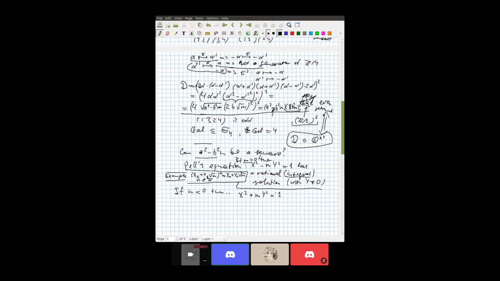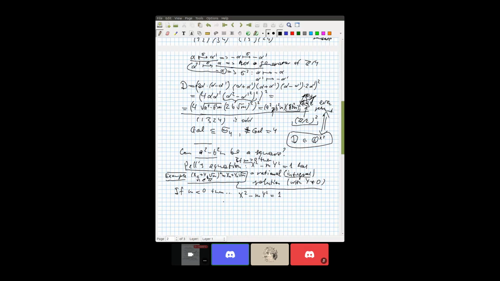So what do you think of this? We want x square and y square. Maybe we should consider some case.